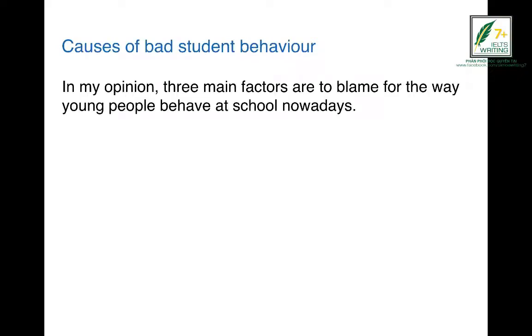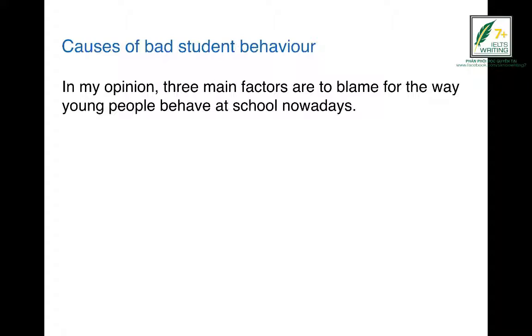If we go back to our plan, we'll see that the first idea was we needed a topic sentence just introducing the several causes of bad student behaviour. Here's what my students and I wrote. In my opinion, 3 main factors are to blame for the way young people behave at school nowadays. Remember, we already know we've got 3 ideas, so we can put that in this topic sentence, 3 main factors. And instead of saying reasons, we've said factors are to blame. That's a nice phrase to use. You could use that phrase in any essay about problems and solutions.